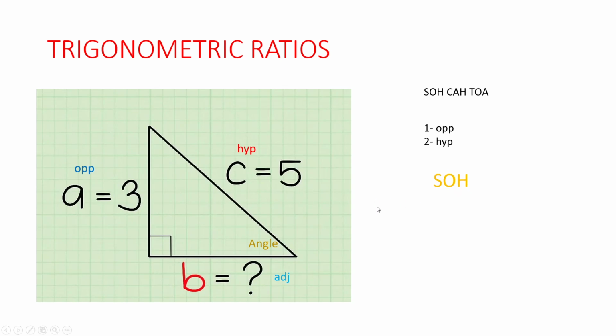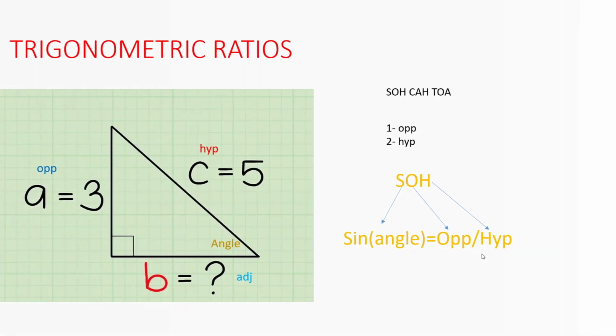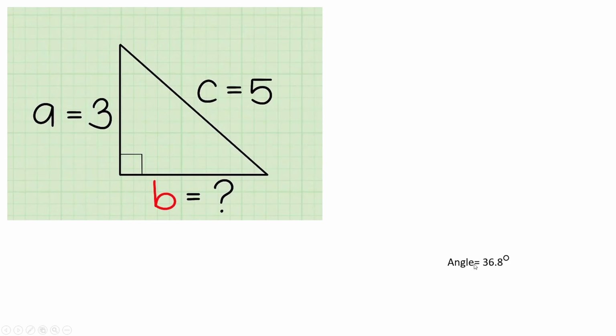So we're going to use sine. Sine angle equals opposite over hypotenuse. Now the answer is 36.8. Now we're going to work our way down step by step, from the right side down to the answer. How? Let's find out.